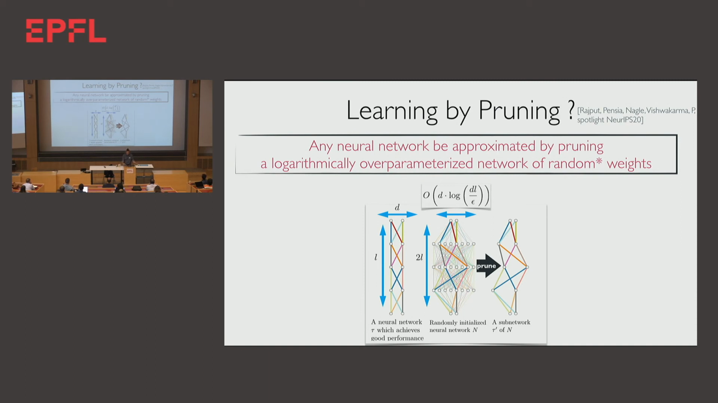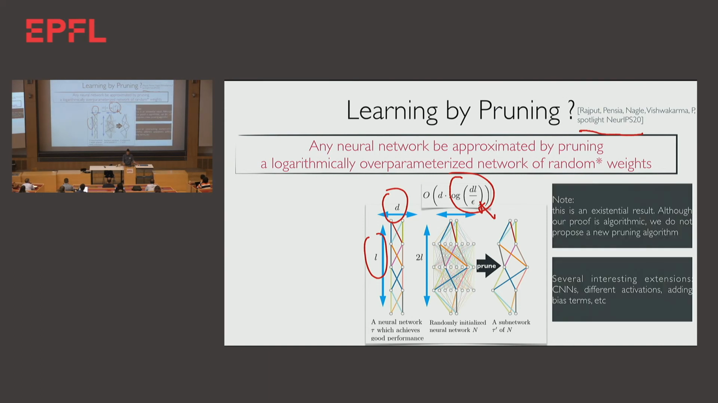So what we prove in this paper with my students is that essentially any neural network of these two dimensions, d by l, can be approximated within epsilon by pruning one that is only a factor of log wider. So the d log blah is the width of the new network. The target network has width d, the random network has width d log blah, all right? And what that blah is basically the only thing that matters, kind of like the error of the approximation here. And this works for whatever random initialization you like.